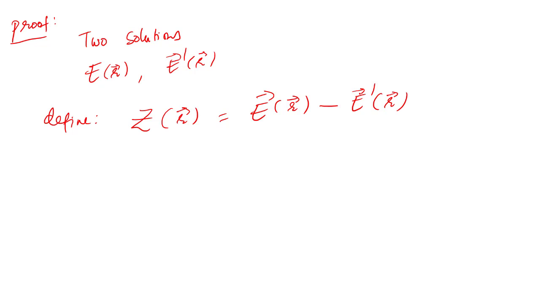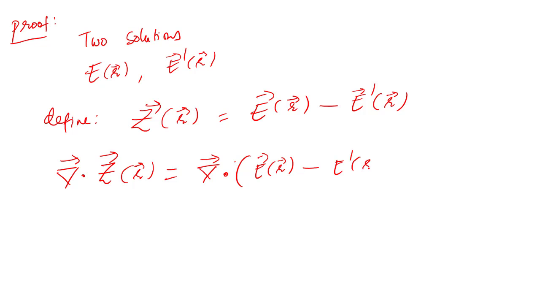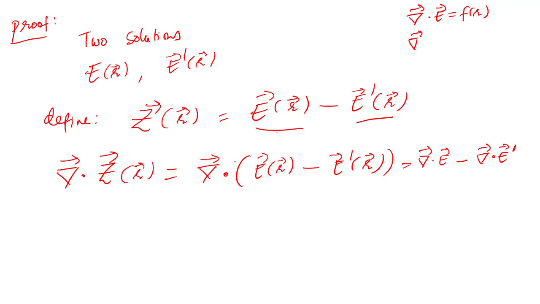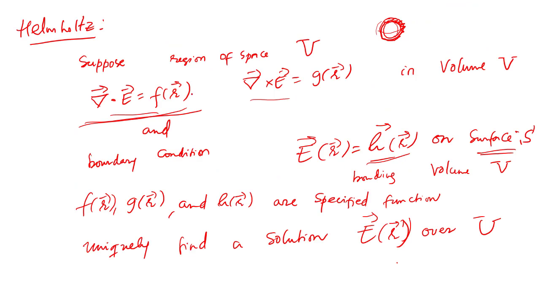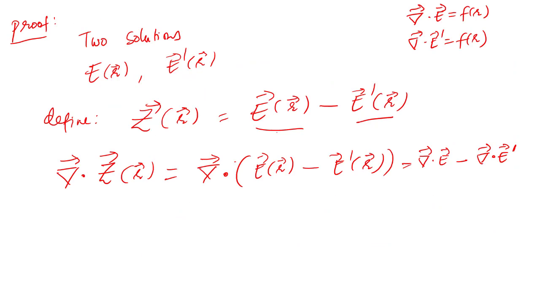Now if I take the divergence of Z of r, where Z is also a vector function, that would be the divergence of E of r minus E prime of r, which is equal to the divergence of E of r minus the divergence of E prime of r, the two solutions. But because both E and E prime are solutions, and we have del dot E equal to f of r, we should have del dot E prime also equal to f of r, because that's what we are specifying. We're specifying the divergence to be this. So if it's a solution, it should satisfy that.